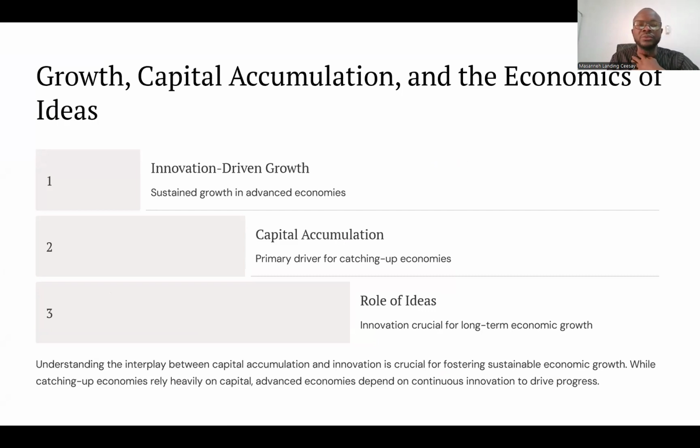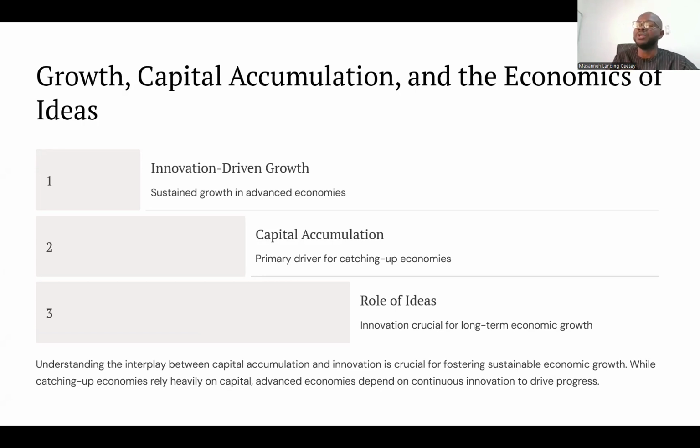So quickly, I want to look at the nexus between growth, capital accumulation, as well as innovation, because these are crucial for sustainable growth. So you need both capital accumulation as well as innovation to be able to have sustainable economic growth. But what we've noticed in the reading is that innovation-driven growth is usually adopted by advanced economies, the developed ones, whilst capital accumulation is mostly what developing nations, so emerging economies, usually adopt.